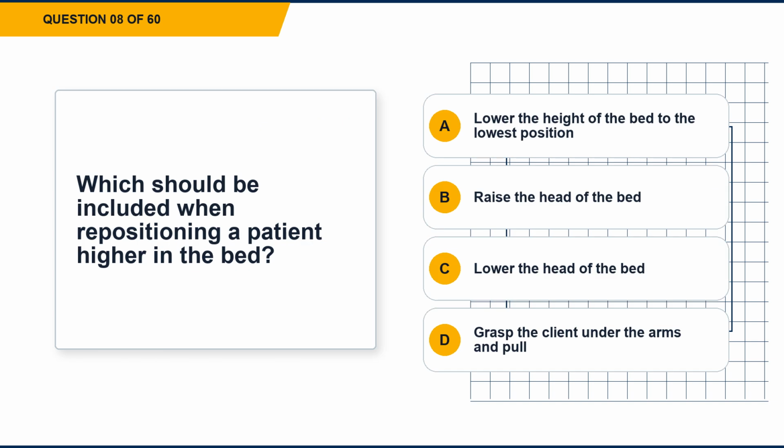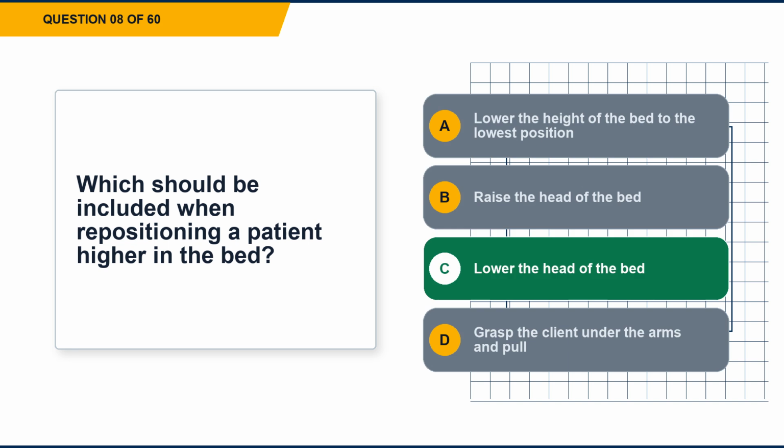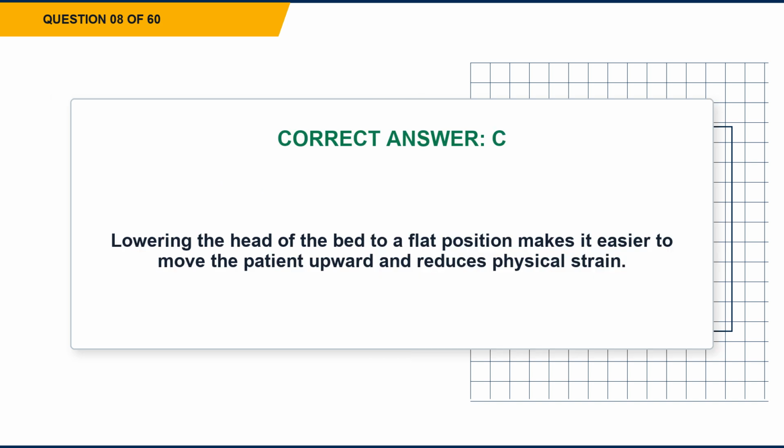Question 8. Which should be included when repositioning a patient higher in the bed? Option A, lower the height of the bed to the lowest position. Option B, raise the head of the bed. Option C, lower the head of the bed. Option D, grasp the client under the arms and pull. The correct answer is option C, lower the head of the bed. Explanation. Lowering the head of the bed to a flat position makes it easier to move the patient upward and reduces physical strain.